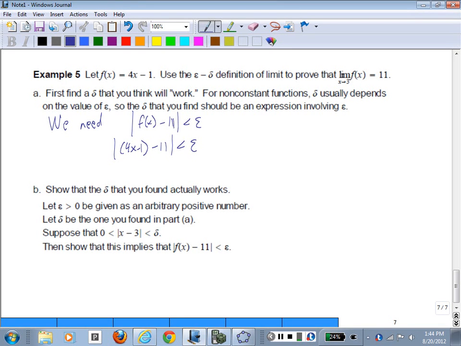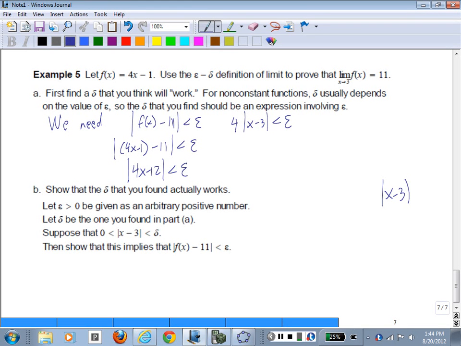See, since x is approaching 3, we've got control over the absolute value of x minus 3. If we can express this in terms of the absolute value of x minus 3, then we'll have something we can work with. So we'll keep working on it. Simplify: the absolute value of 4x minus 12. We need that to be less than epsilon, but I think we can get there. Because 4 is positive, when we factor out the 4, we can bring the 4 out of the absolute value bars and write 4 times the absolute value of x minus 3 is less than epsilon.